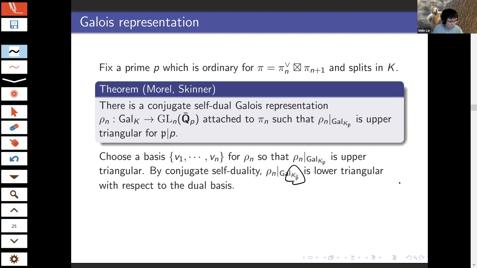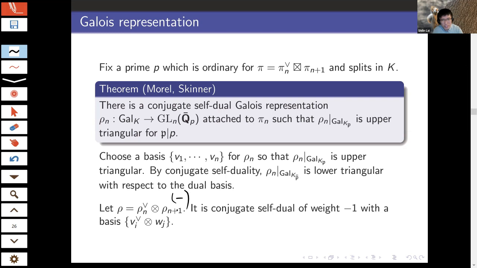And this is all for a single representation n. And we can do the same thing for pi n plus one. And we have rho. There, again, there is a twist by something. There may be a twist, which means it's actually conjugate self-dual of weight minus one. And weight minus one in this story means the corresponding L value is the central L value. And then we can write down the basis, which is V_I dual tensor W_J, so I goes from one to n and J goes from one to n plus one.